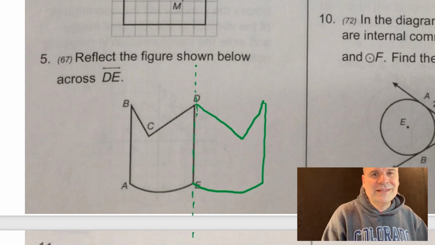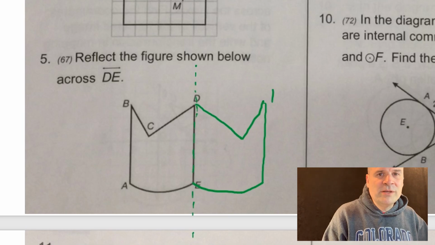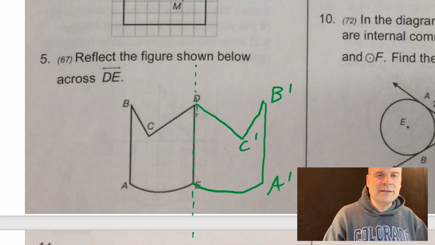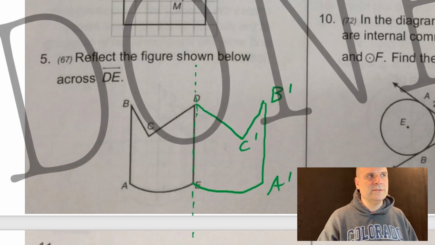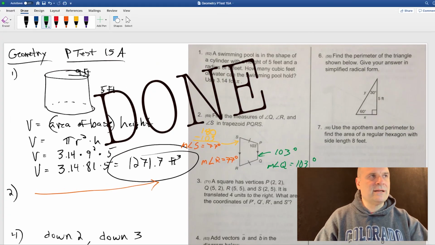If you wanted to, you can label these because it's fun. B prime, C prime, A prime. That's technically what you should write as your answer, but give me the right idea and I'll give it to you, okay? Congratulations. All right, moving on to number 6.